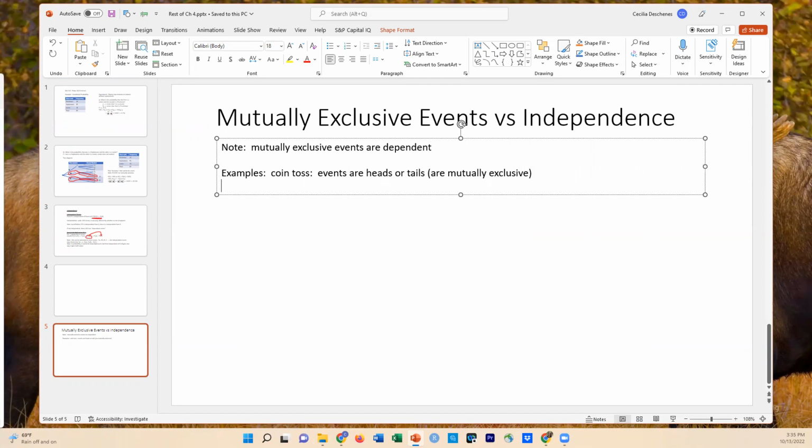One of the characteristics of mutually exclusive events, or of dependent events, is that the non-occurrence of heads implies the occurrence of tails. It's also a characteristic of the mutually exclusive.